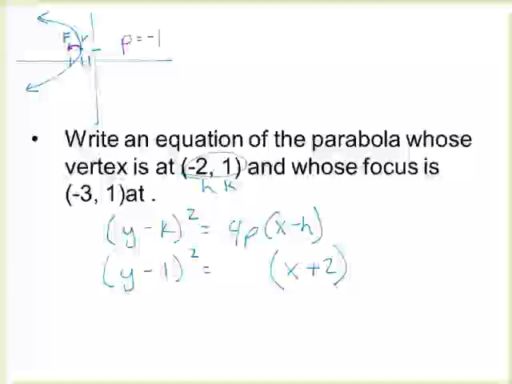Negative 1, being directional. So it's a length of 1, but since it's heading in the left direction, that's our negative direction. Remember, left and down are negative, right and up are positive. So our p-value in this one is negative 1. So we'll plug a negative 1 in for p. That gives us negative 4 as our coefficient there.